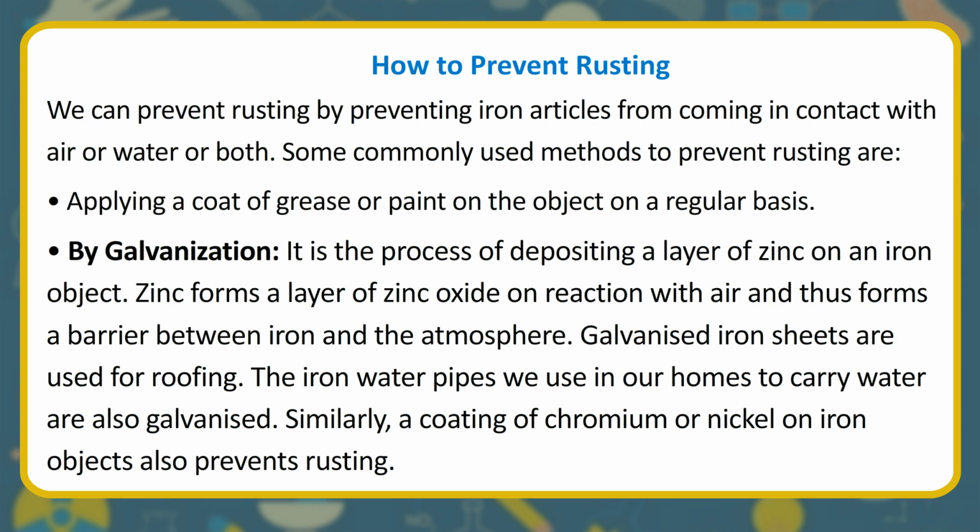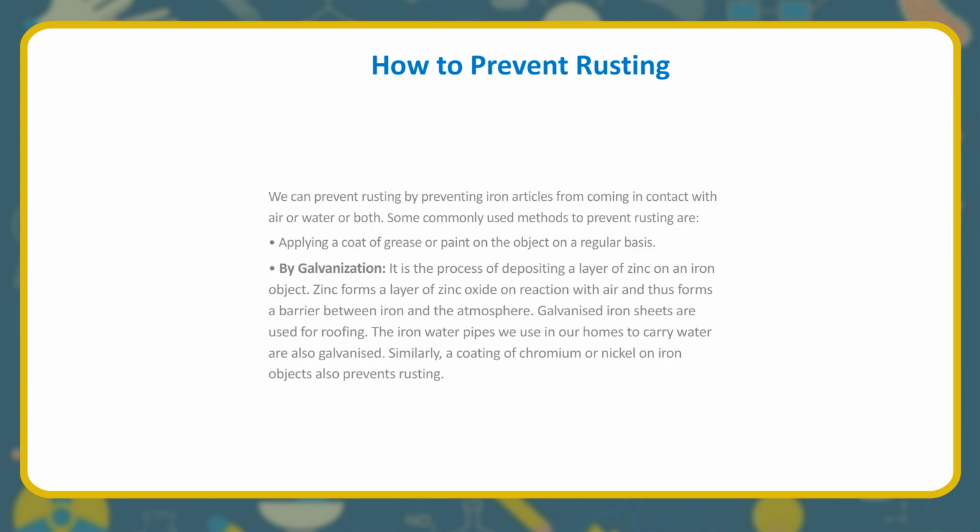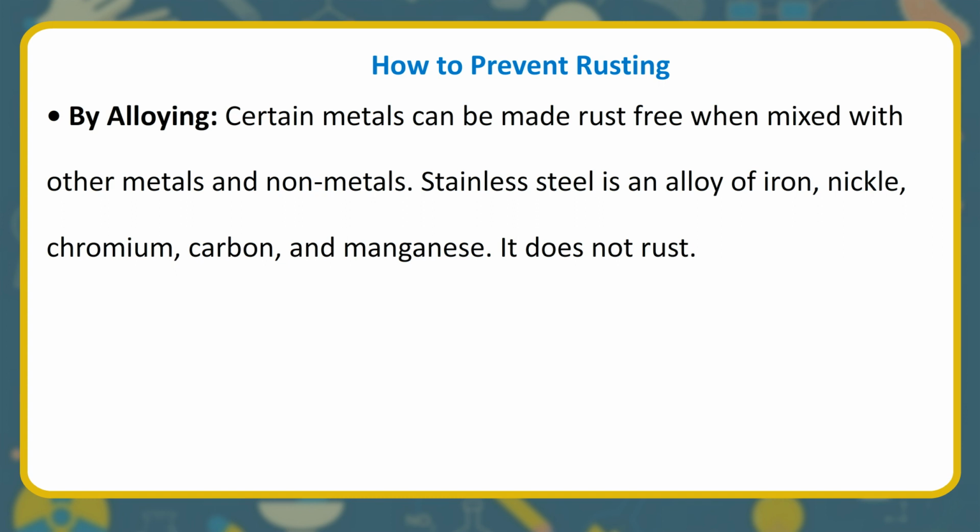Zinc forms a layer of zinc oxide on reaction with air and thus forms a barrier between iron and the atmosphere. Galvanized iron sheets are used for roofing. The iron water pipes we use in our homes to carry water are also galvanized. Similarly, a coating of chromium or nickel on iron objects also prevents rusting. By alloying, certain metals can be made rust-free when mixed with other metals and non-metals.